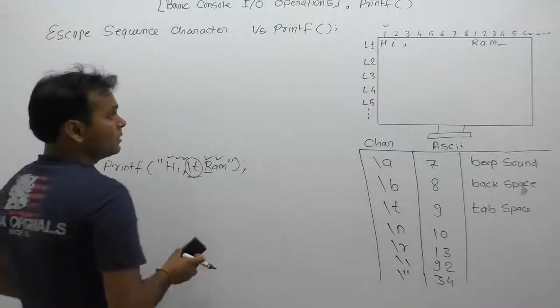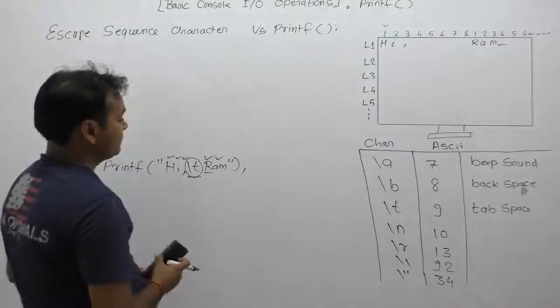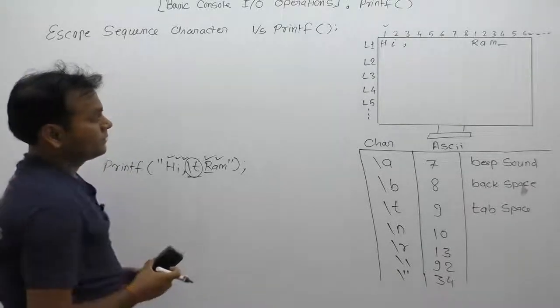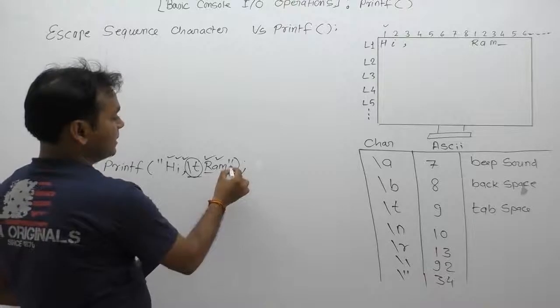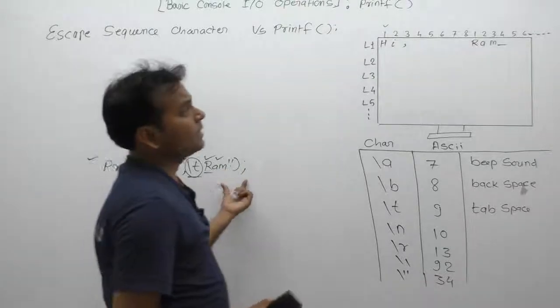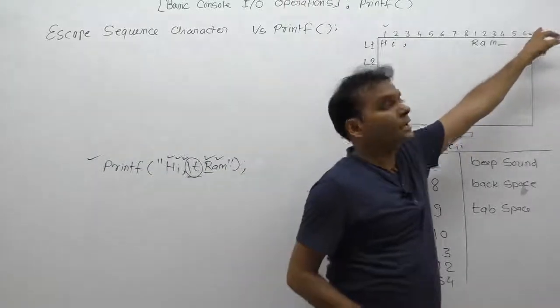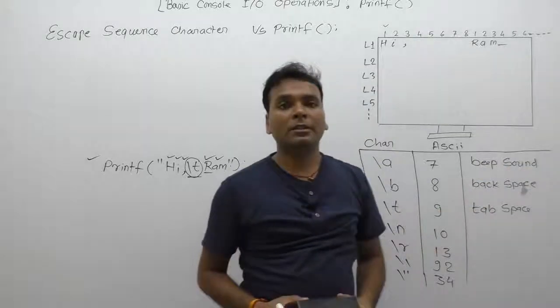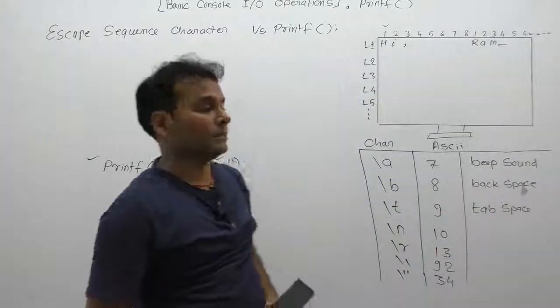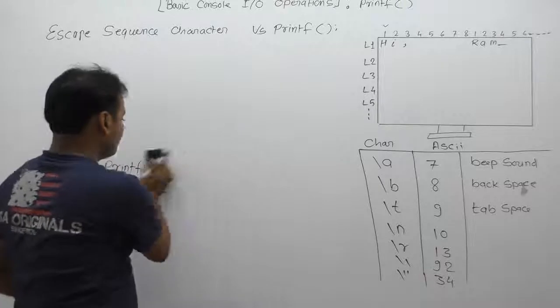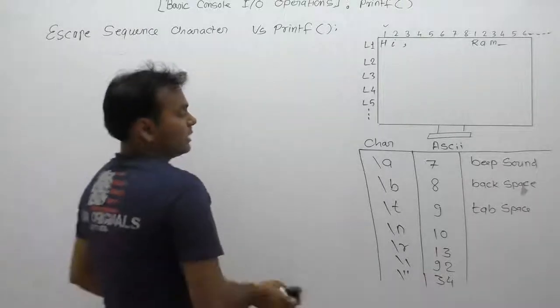What happens if we write again slash T? According to the next slash T, again the cursor will be moved to the next 8th position. This is the behavior of slash T. Next one, slash N.